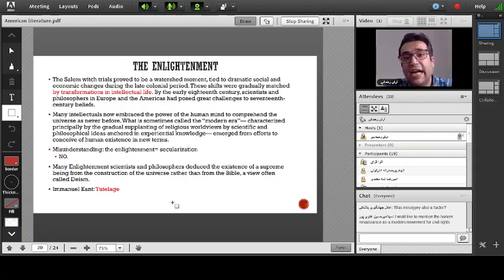This idea had an everlasting influence on the literature of the next stage in America, 1820 to 1865, which we know as the age of transcendentalism. Because most of the writers in that age, including Ralph Waldo Emerson, Henry David Thoreau, Nathaniel Hawthorne even, were all influenced by this idea and they named it self-reliance for themselves.